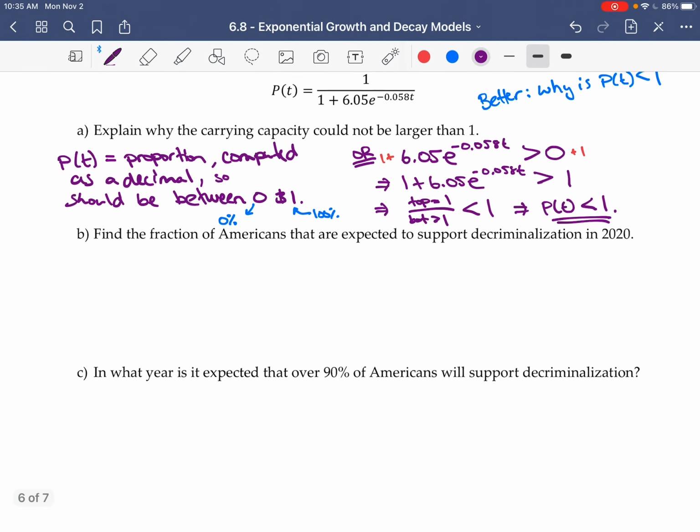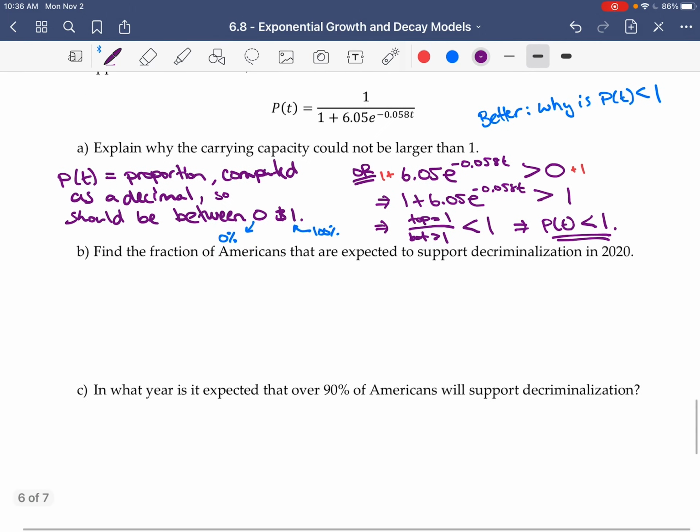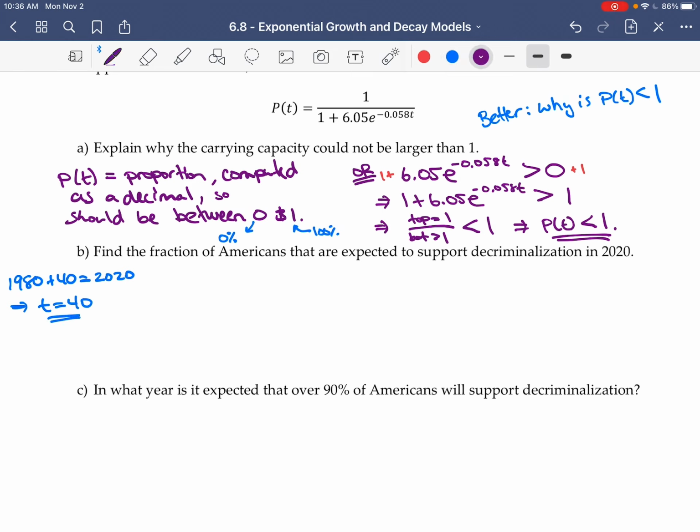So let's think about part B here. Let's find the fraction of Americans that are expected to support decriminalization in 2020. So that's this year, actually. Okay, so 2020, first we want to figure out the t value. So how many years past 1980 is it? So 1980 plus 40 is equal to 2020. So that means that my t value is 40. So here we want to find P of 40. So I just plug in 40.